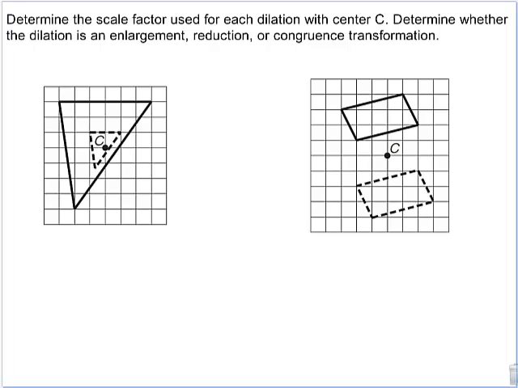There's two ways that we can do this. We can certainly count. We can also just compare the lengths of the sides. So here, the starting one is the dashed one, and the one in bold is the new one. If we go from the dashed to the bold, it becomes bigger. So this would be an enlargement.